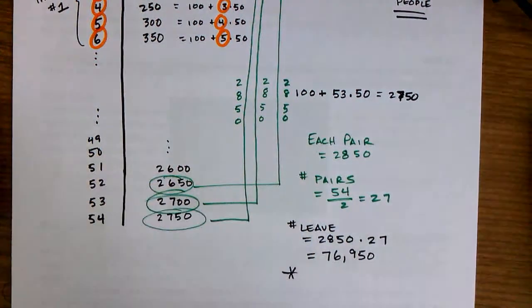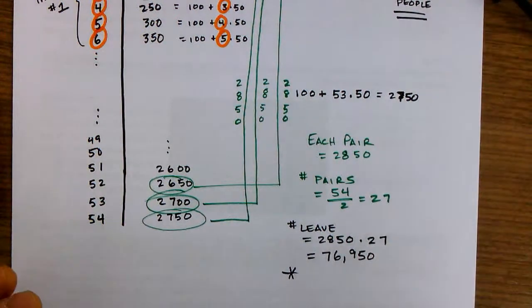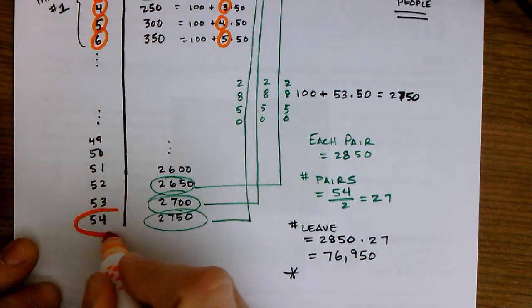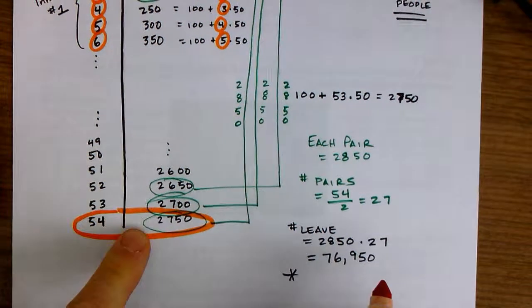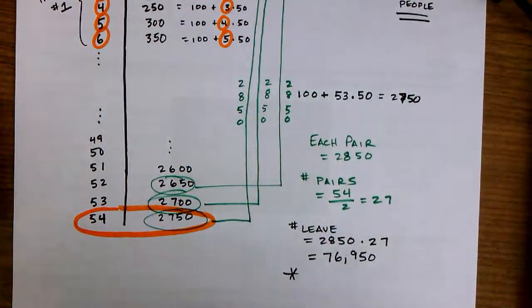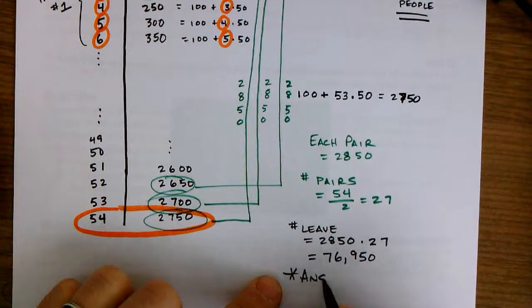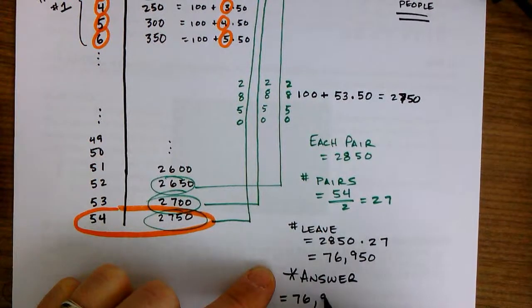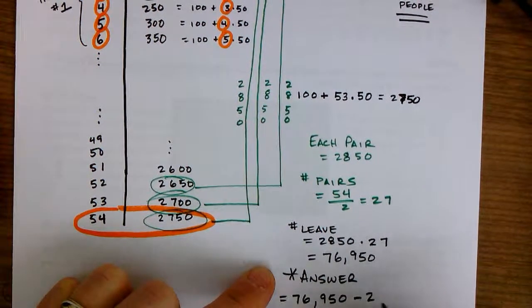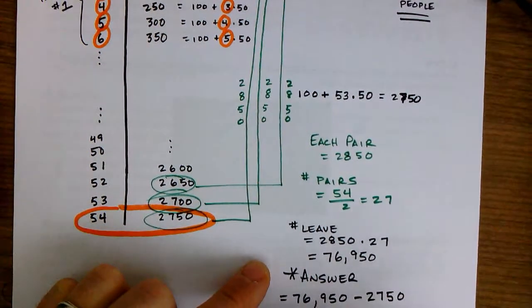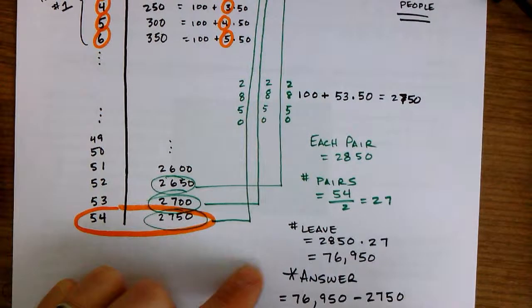Oh, but there's a catch. The problem says how many people leave before the game is over. And technically, these people right here, they left after the game is over because the last out had happened. So the answer is actually going to be equal to 76,950 minus those last 2,750 people, which gives us a final answer of 74,200.